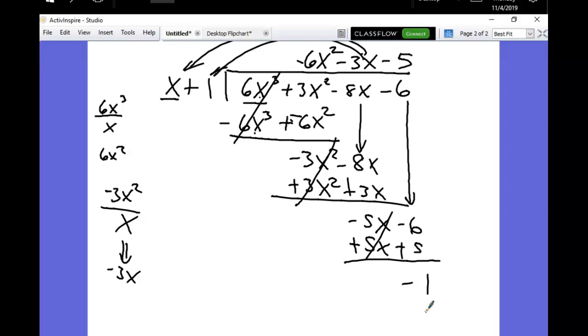Now just so you guys know, how do you know when to stop? Well, you're not necessarily going to stop as soon as you have just a number, because sometimes you'll stop before that. You know when to stop whenever the power that's here, like let's say I had x squared, is less than the power up here. That's when you stop. But you'll see an example like that later. For now, we stop there.